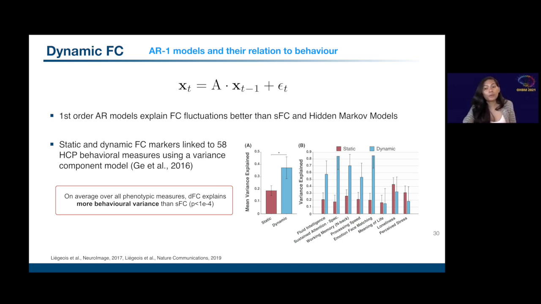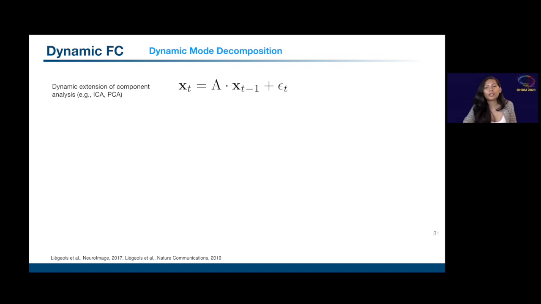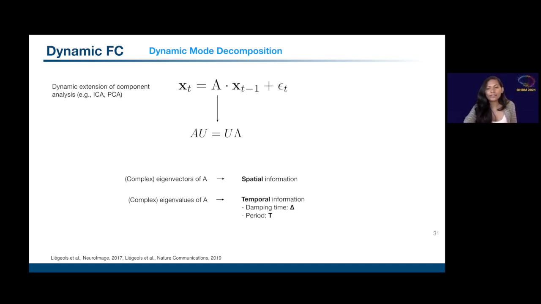Autoregressive models have also been employed to retrieve the dynamic extension of component analysis known as dynamic mode decomposition. In this case, it is the matrix A that is decomposed to obtain the spatial information, using an eigendecomposition of A, where the spatial information is given by the eigenvectors of A, and the temporal information is given by the eigenvalues of A. The spatiotemporal modes obtained are characterized by the damping parameter as well as the associated oscillation frequency or period T.